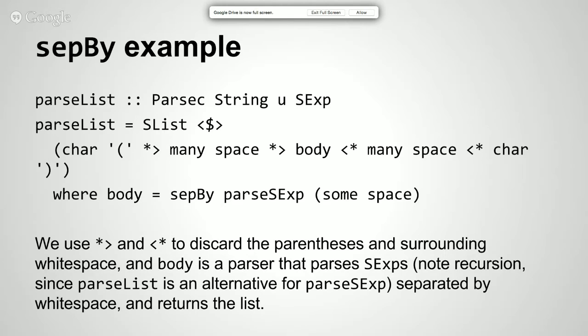Then body is sepBy parse s expression. There's obviously a recursion going on because parse list is a subcase of parse s expression, and the separator is some space. So it's saying, parse an s expression, parse some space, some meaning at least one, and then parse another one until you run out.